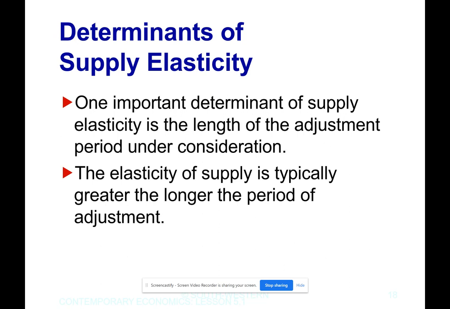What kind of variables or factors determine elasticity? Okay, these are called your determinants of supply elasticity. An important one is the length of the adjustment period under consideration. The elasticity of supply is typically greater the longer the period of adjustment. Okay, right, and elasticity is the responsiveness of a producer to create more of a good.